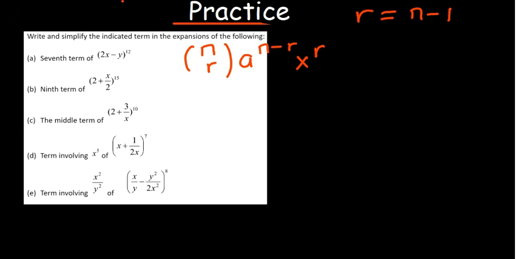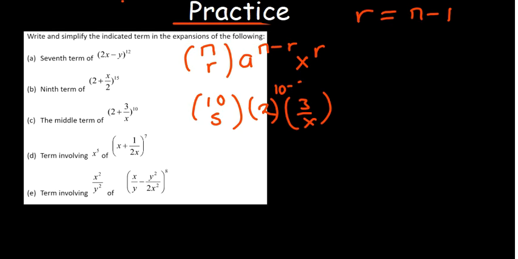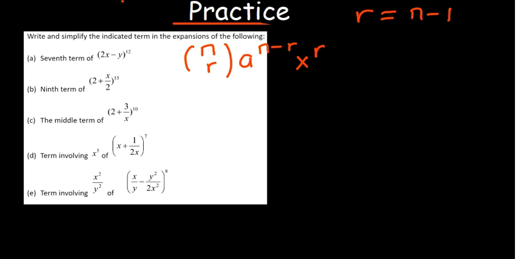So in short, what you're trying to find is just 10 choose 5. Your a is known to be 2, your b is known to be 3 over x. So 2 will be raised to the power 10 minus 5, 3 over x will be raised to the power 5. We've already established that from that formula on top. So you're able to simplify C.